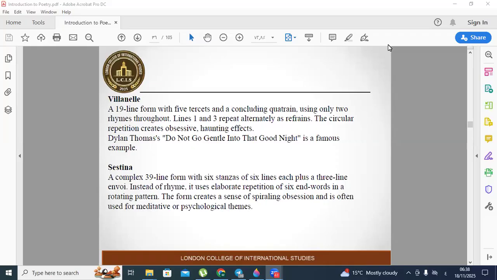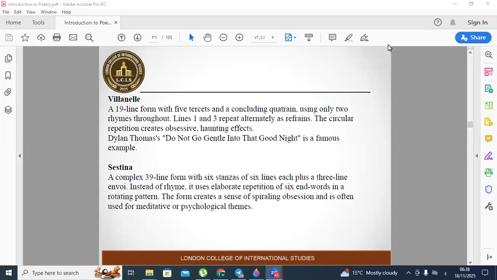Dylan Thomas's famous "Do not go gentle into that good night" is a villanelle. Notice how the refrains "Do not go gentle into that good night" and "Rage, rage against the dying of the light" repeat throughout, creating an insistent, urgent effect. The sestina is even more complex.